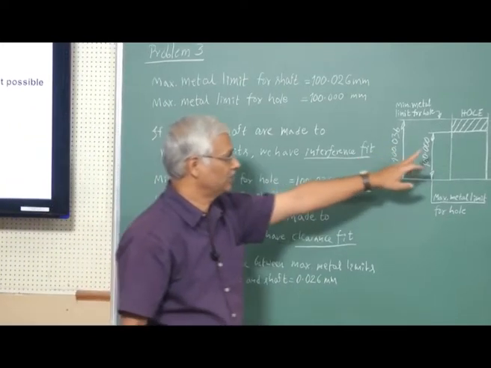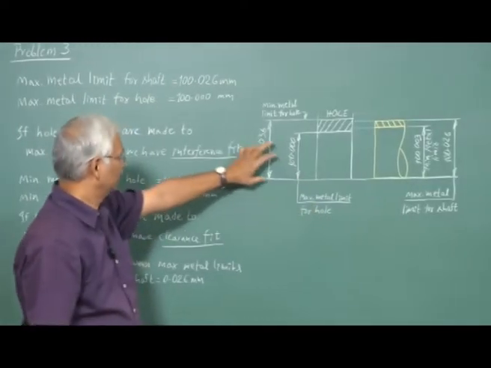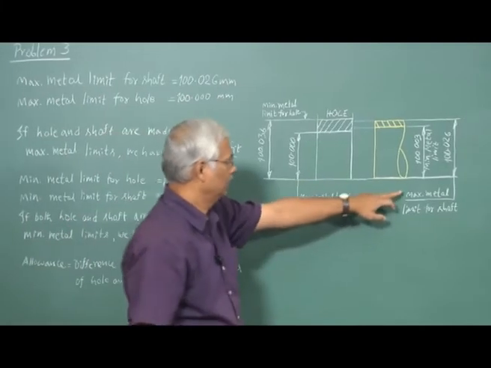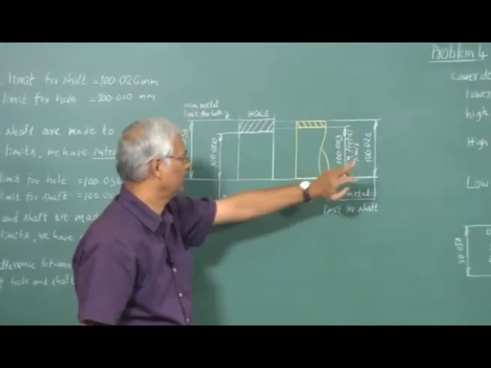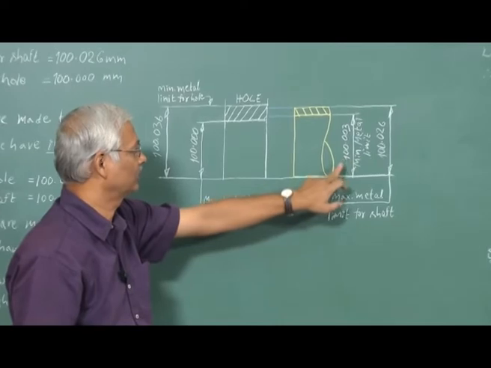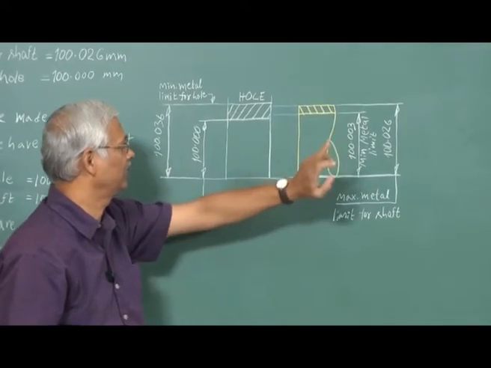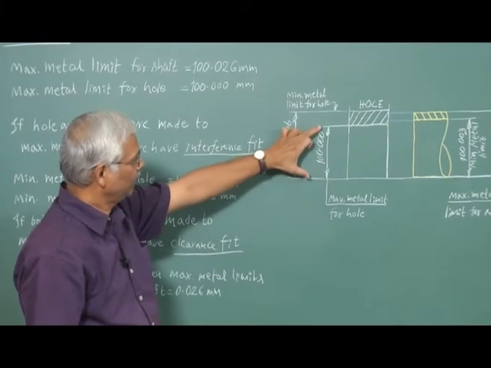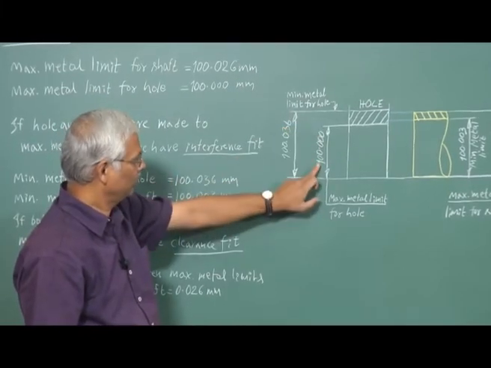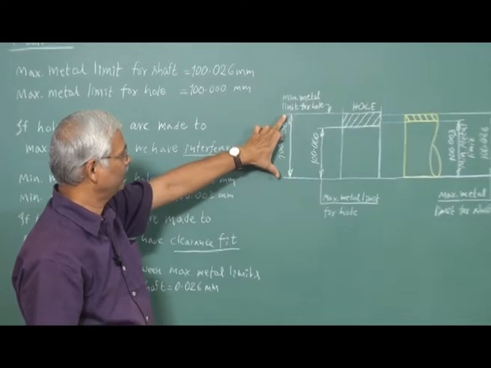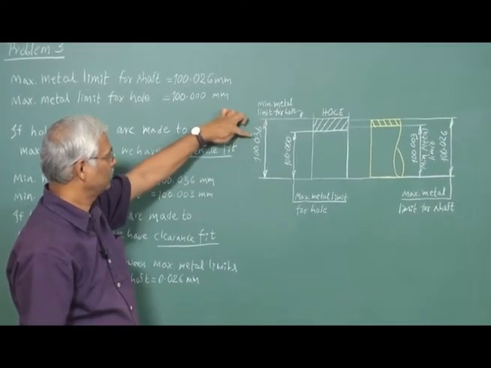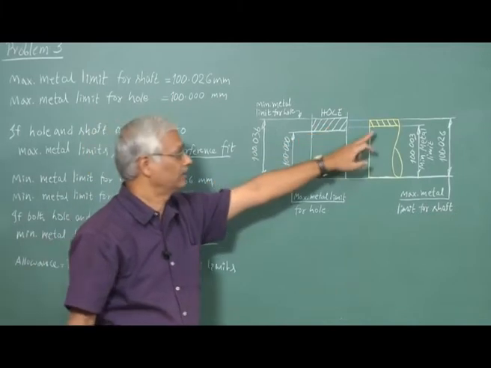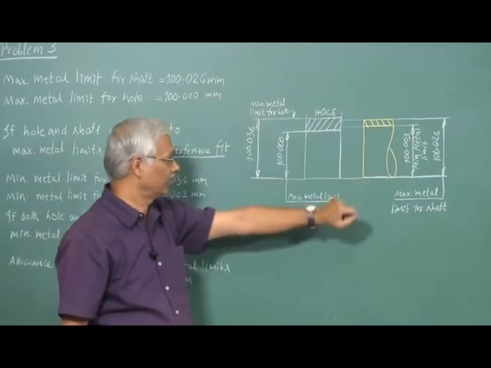Now from this picture we can understand that the maximum metal limit for shaft is 100.026 and minimum metal limit for shaft is 100.003 millimeter, and this is the hole. The maximum metal limit for hole is 100 millimeter and minimum metal limit for hole is 100.036 millimeter. This is the tolerance zone for hole and this is the tolerance zone for shaft.